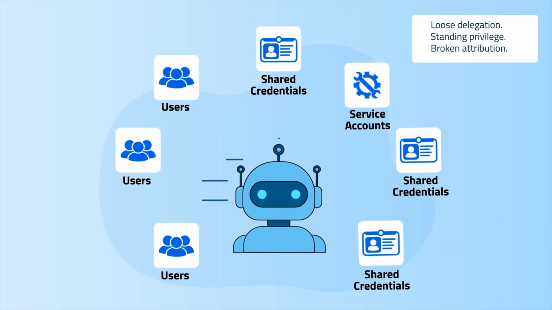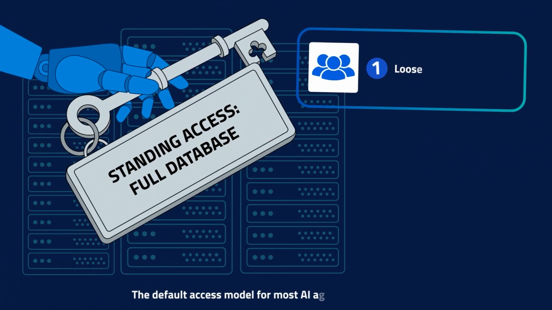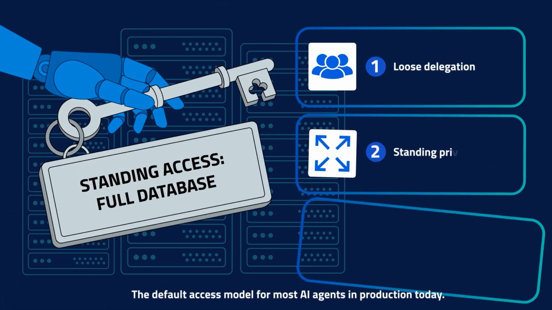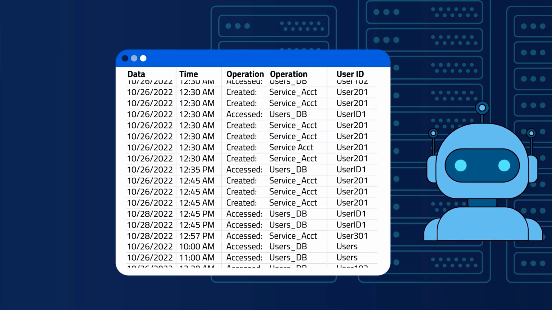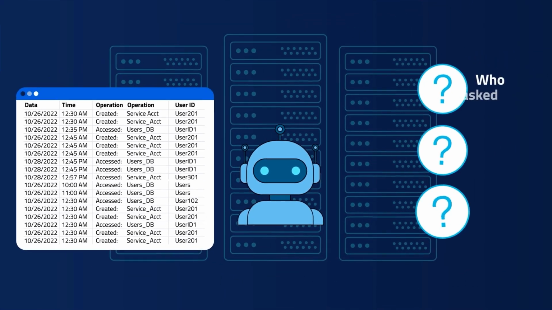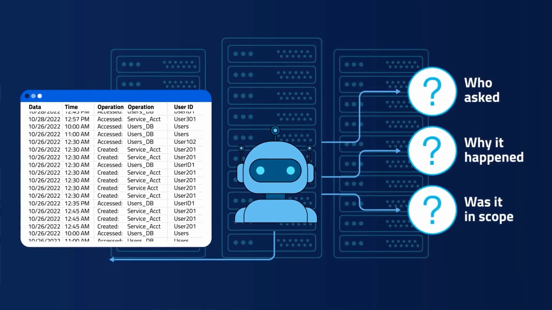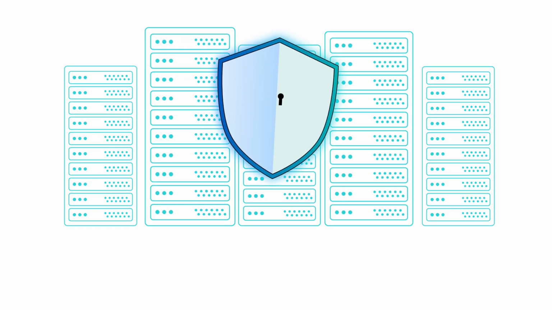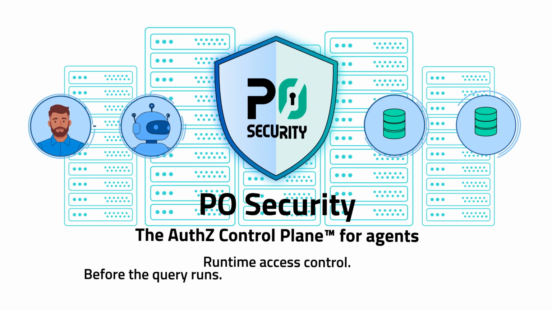Without runtime controls, agents inherit unchecked authority and can act. Action becomes detached from context. Privilege gets excessive. Attribution breaks down. And if the agent does something it shouldn't, you have no kill switch. No way to know who prompted it, what happened, or why it was allowed. That is exactly the risk P0 Security was built to mitigate.